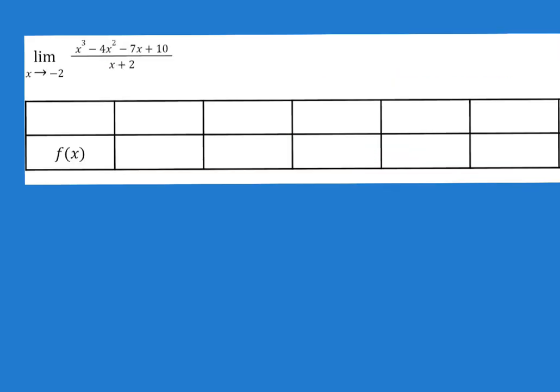All right, here's another one, very similar to what we just did. I've got a function, limit as x approaches -2. So let's put -2 in the middle. Okay, to the right of -2 is -1.999, -1.9. To the left, -2.001, -2.1.